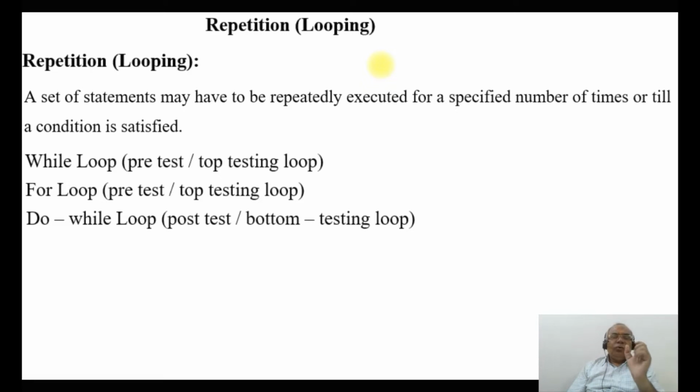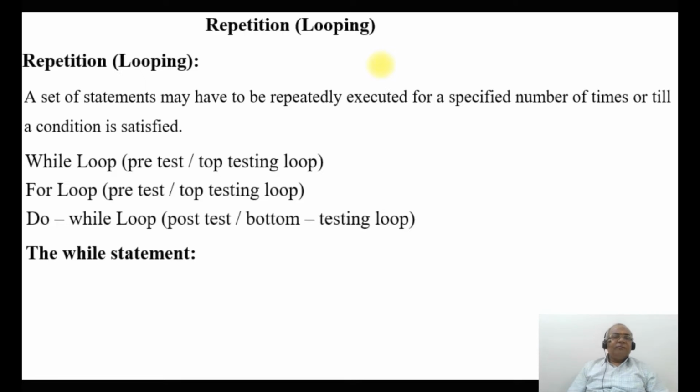Then we have the do while loop, a post-test or bottom testing loop. In this case, it executes first and then checks the condition. So even though the condition is not satisfied, the loop is executed one time and then the condition is checked. That is the reason why the testing condition will always be at the bottommost point of the statements. As and when it comes, we are going to take up the looping.